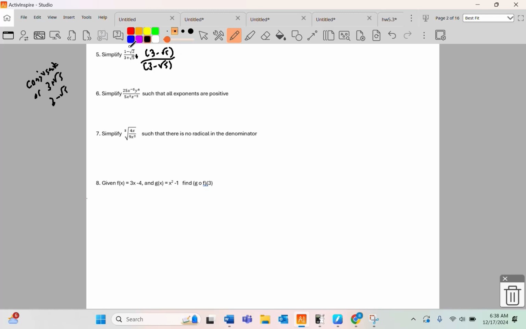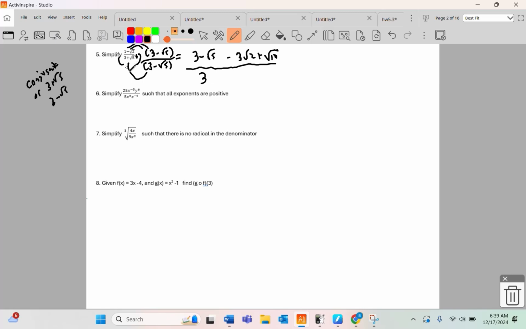And then we're going to FOIL, right? We're going to FOIL. 1 times 3 is 3. 1 times a negative root 5 is minus root 5. Negative root 2 times 3 is minus 3 roots of 2. A negative times a negative is a positive. Root 2 times root 5 is root 10. It's not that hard. Down low, because of the conjugate, a lot of things happen.